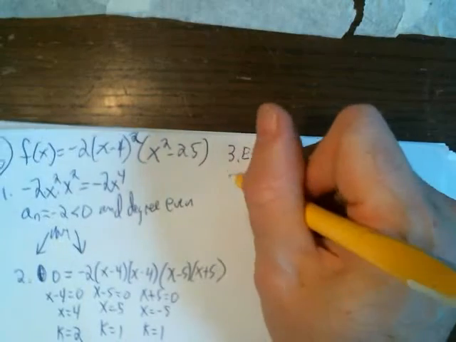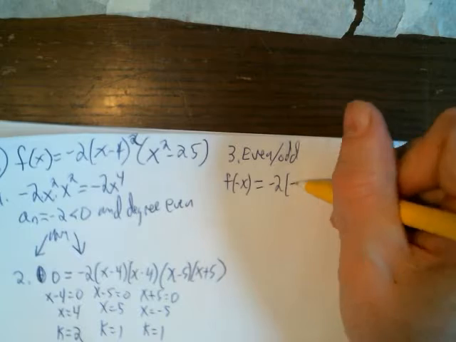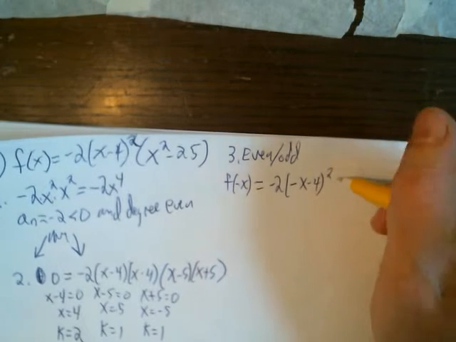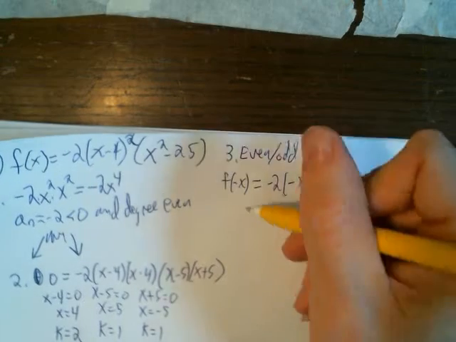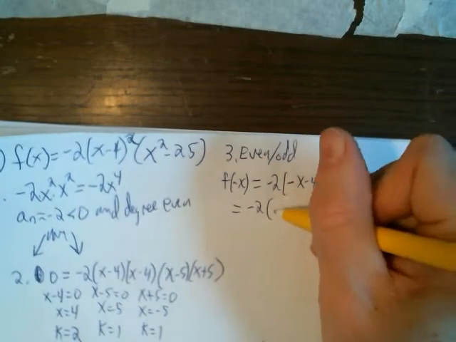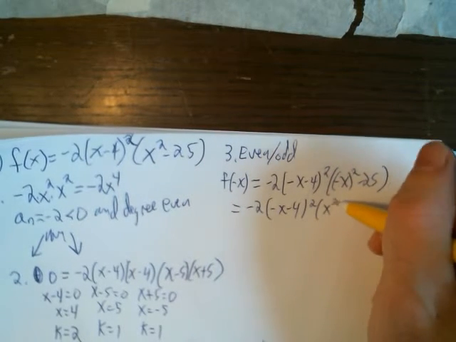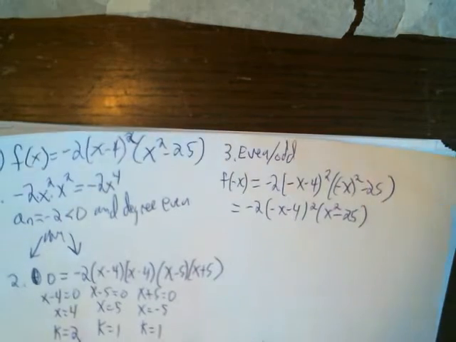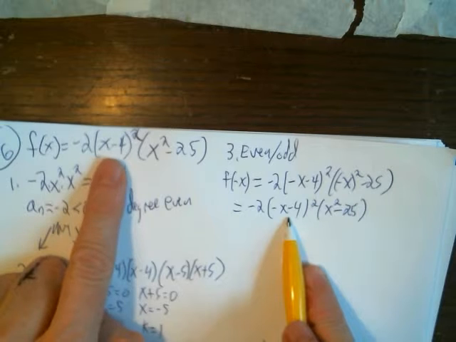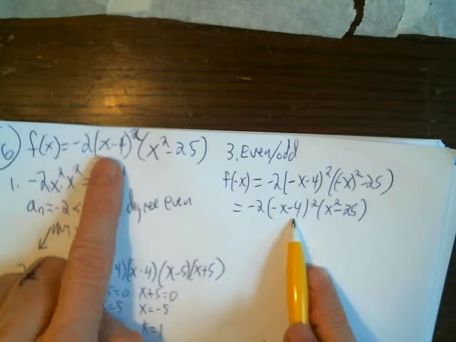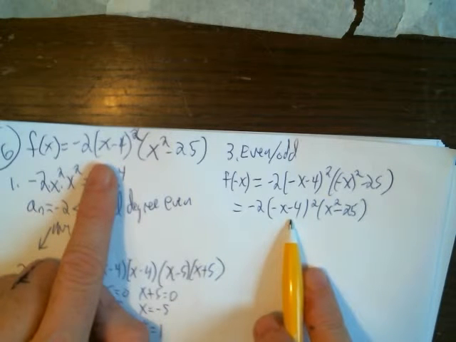Okay. So if you plug -x in for x, you'll get -2 times -x minus 4 squared times -x squared minus 25. That'll be -2 times -x minus 4 squared times x squared minus 25. And the deal is this middle part is not going to be the same in both cases. So if you put in the same x value, you'll find you get two different y values.